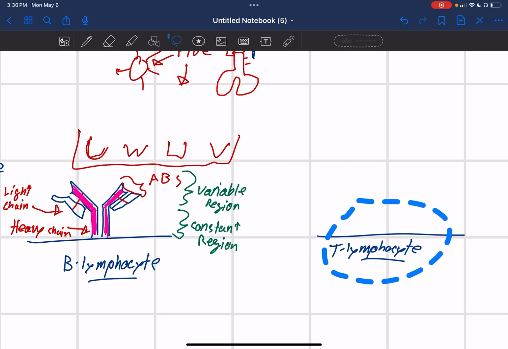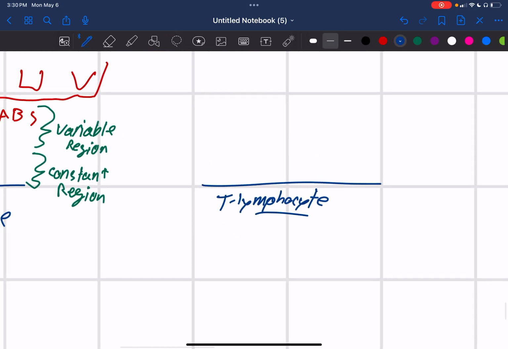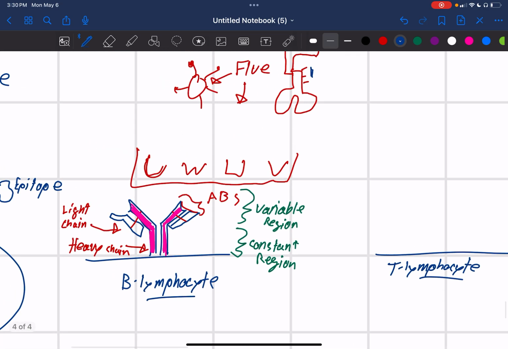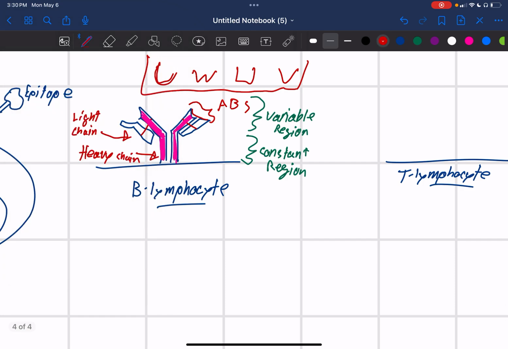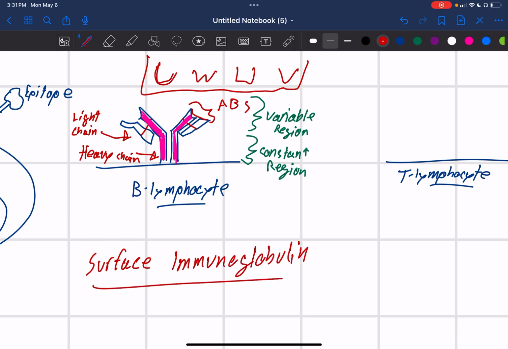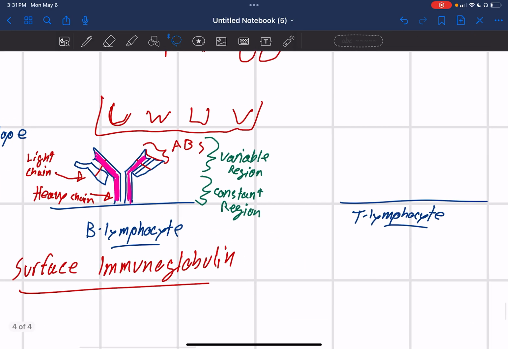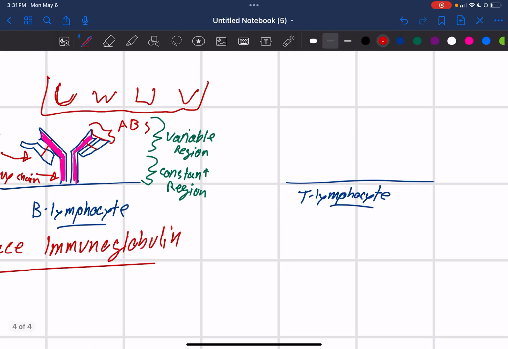Moving on to the T lymphocytes, we're going to do a T cell receptor. Oh, also I want to mention this is called a surface immunoglobulin. All right. And then this one over here is a T cell receptor.